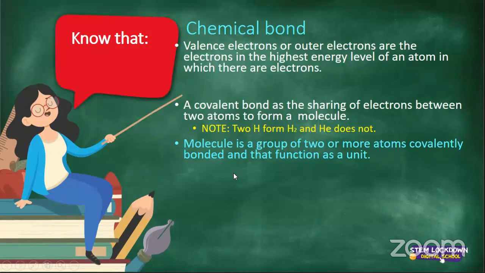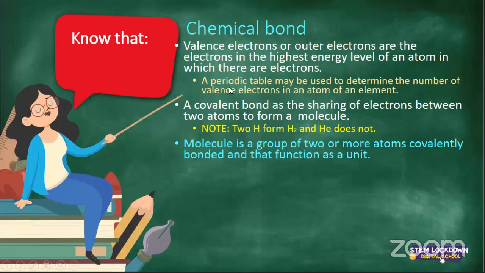Right, and then we want to define a molecule. A molecule is a group of 2 or more atoms covalently bonded and that function or behave as a unit. Right. And you can also use a periodic table to determine the number of valency electrons. That is, you can go to the periodic table and see in which group is an element so that you can know its valency electrons.